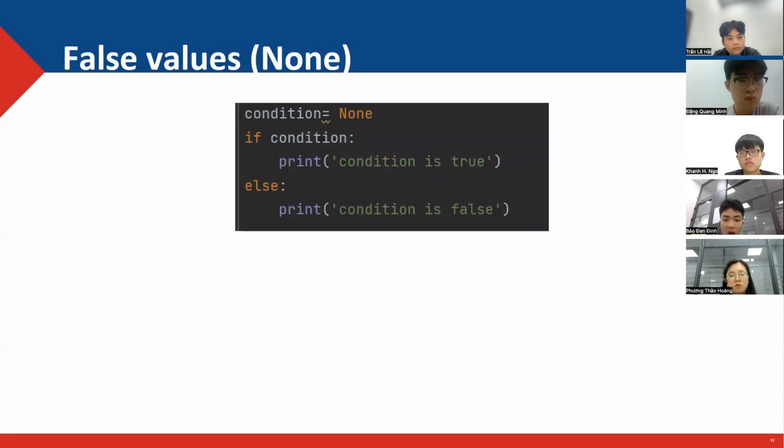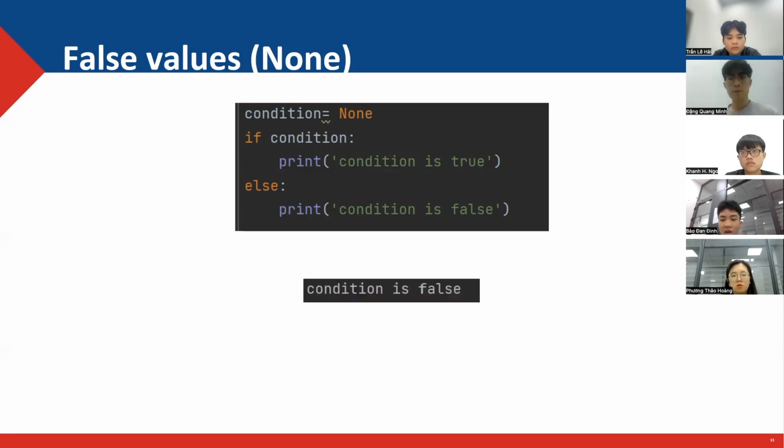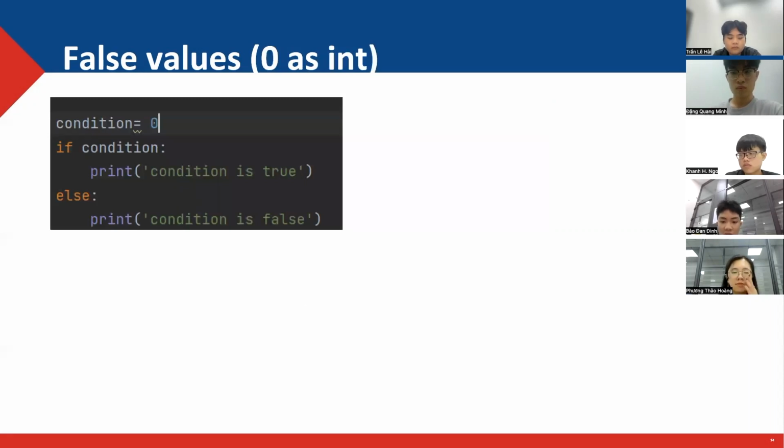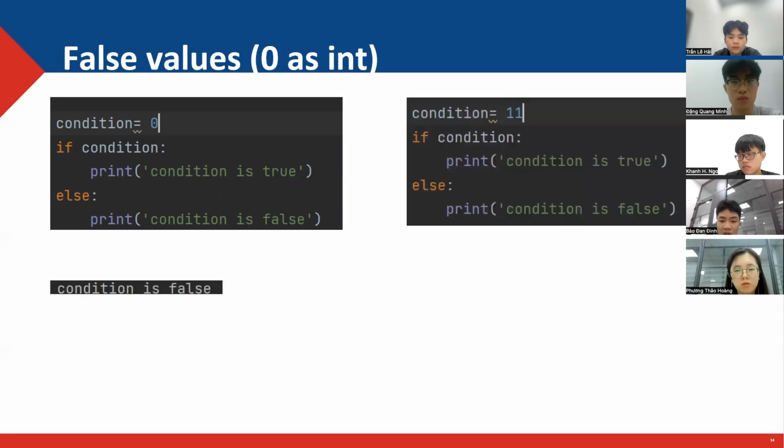So let's pass None to the condition, and we can see here Python evaluates it as false. Next, we will pass 0 to the condition, and Python will print "condition is false". So let's try another numerical value. I will randomly take 11, then it will print true. So remember that for numerical values, Python will evaluate them as true except for 0.